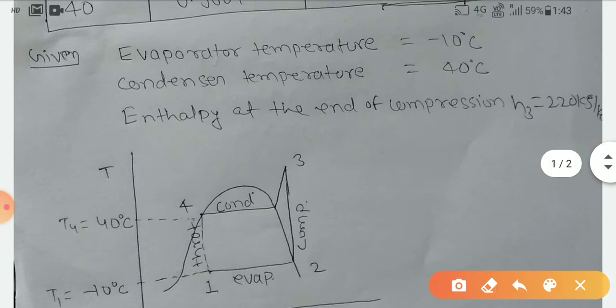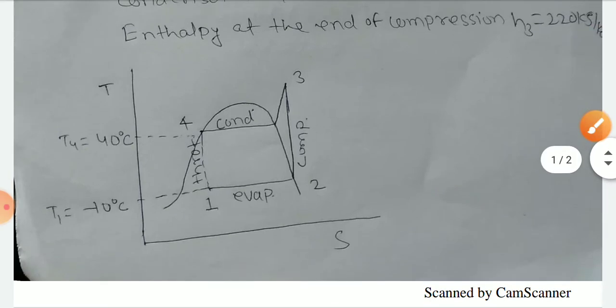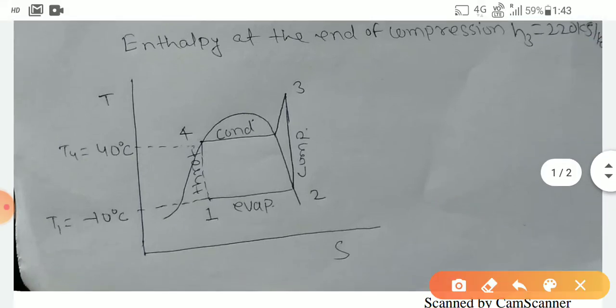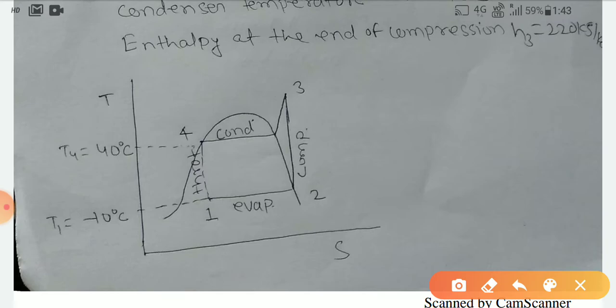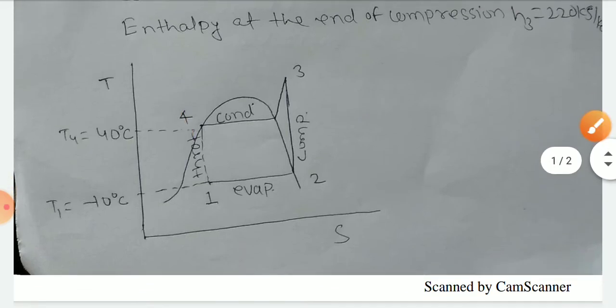So you can see here the TS diagram of this problem. 1 to 2 is the evaporator, 2 to 3 is the compressor, 3 to 4 is the condenser and 4 to 1 is the throttling valve. Here I assume this. So now I am going to find the COP.